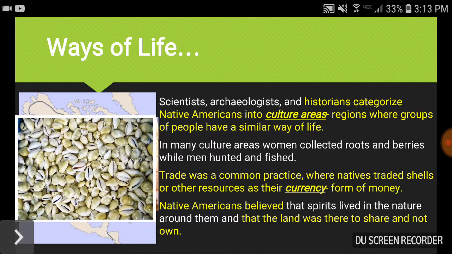So that was their currency, or the way that they basically paid for different goods that they traded with one another. Many of these Native American groups in all of the culture areas or all of the regions of North America believed that there were spirits living in the nature around them, and that the land was not theirs, but it was the community's land. So you couldn't just say, this land is my land, you can't have it. It was the community's land. You basically grew what you needed for the community, and it was the community's land. There was no ownership of the land.